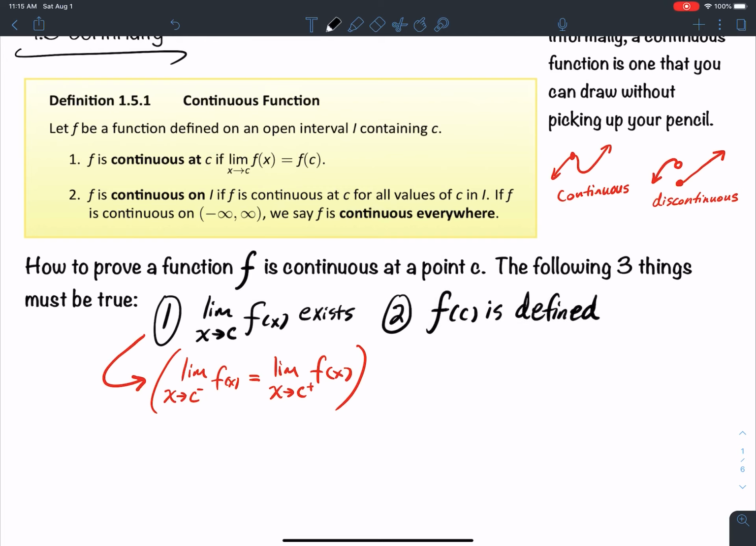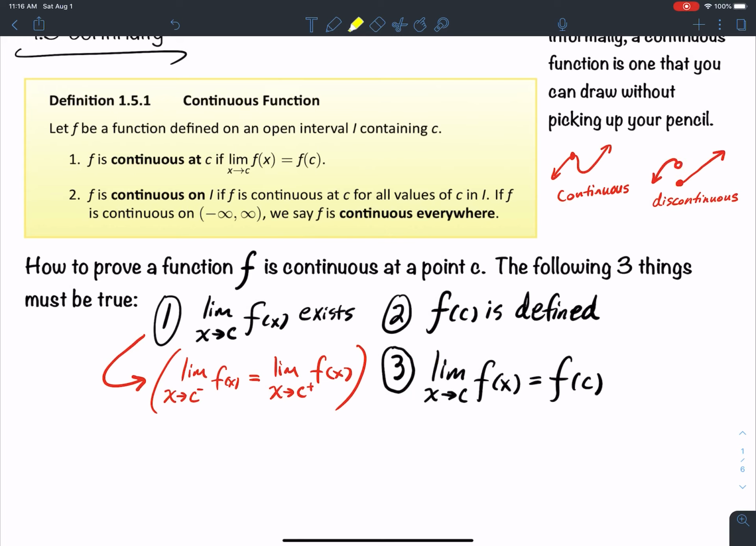Number two, not only does the limit exist, but if I plug in c, the function value is defined. So there's no undefined thing. It actually outputs some number. It's defined, so there's no hole there. It's not missing a point. It's actually defined at that point.